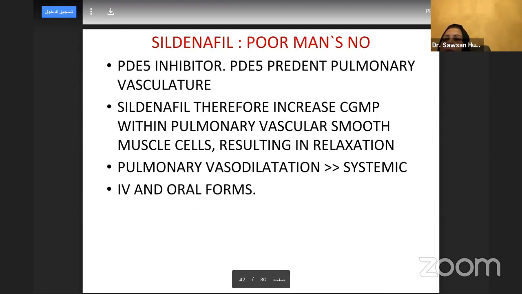Sildenafil is a PDE5 inhibitor. It will improve the pulmonary vasculature. It will increase, as I mentioned, the cGMP within the pulmonary vascular smooth muscle and result in relaxation. But it will also cause systemic vasodilatation, so it might cause hypotension. There are IV and oral forms available.